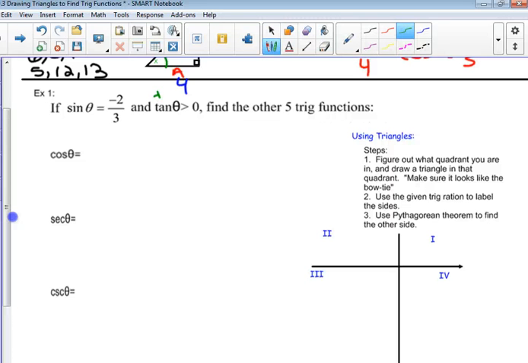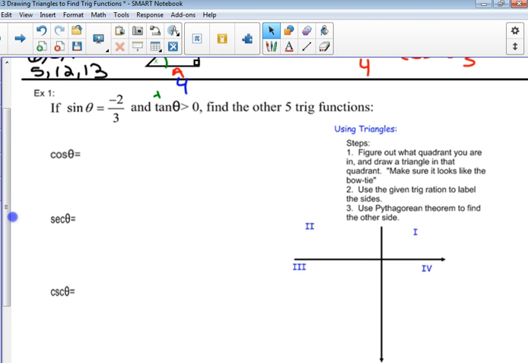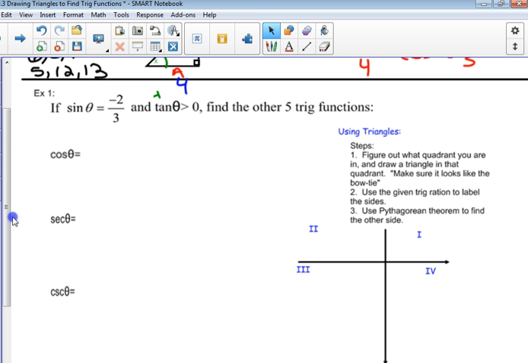So this would be like saying, well, I know sine, give me, I don't know, secant. So if you don't know what they're asking for, and they only give you information about one trig function, what we're going to do is draw ourselves a picture of a triangle. One of the most important things is that you can figure out what quadrant you're in, especially if they don't just come right out and tell you.